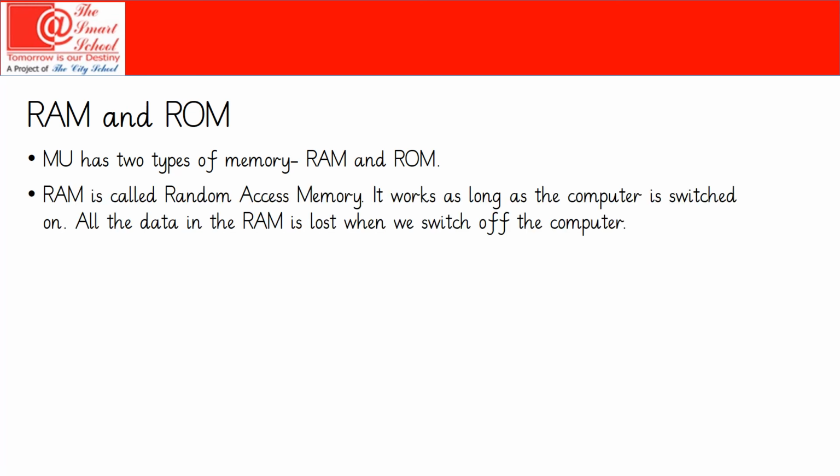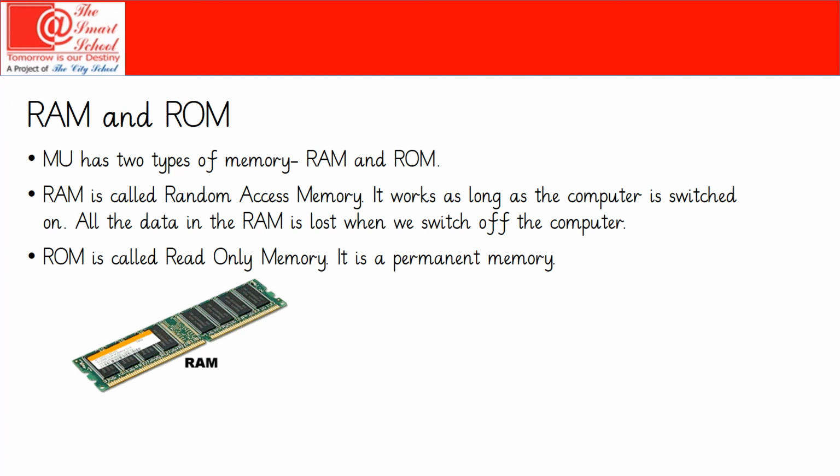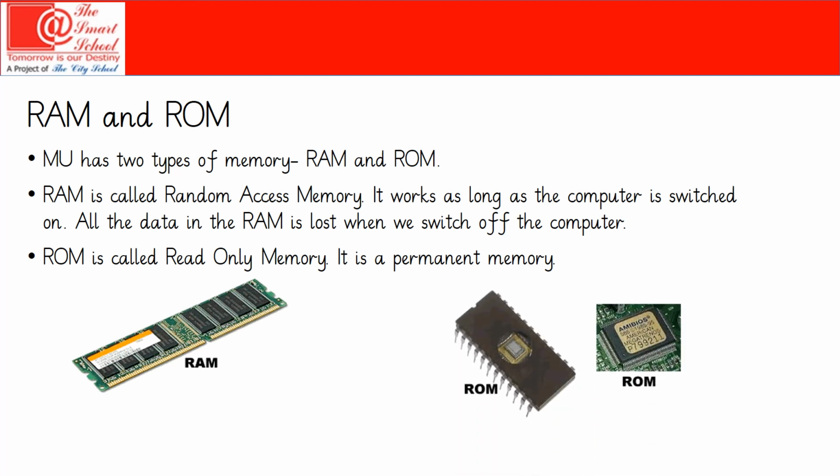RAM and ROM. MU has two types of memory, RAM and ROM. RAM is called random access memory. It works as long as the computer is switched on. All the data in the RAM is lost when we switch off the computer. This is the picture of a computer RAM. ROM is called read-only memory. It is a permanent memory of the computer. These are the pictures of ROM.